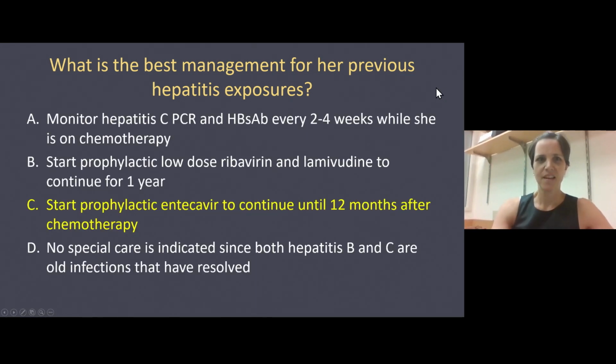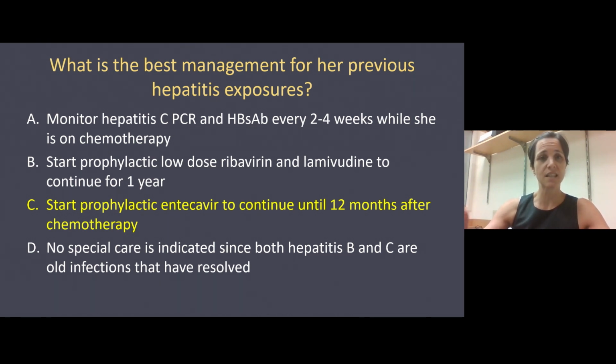There we go. So the answer is C. It looked to me like there was sort of a smattering between C and D. So let's talk a little bit more. So number one, first thing to get out of the way, hepatitis B is a DNA virus. Hepatitis C is an RNA virus.